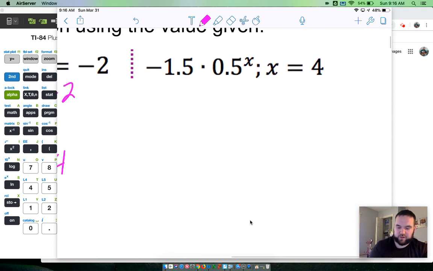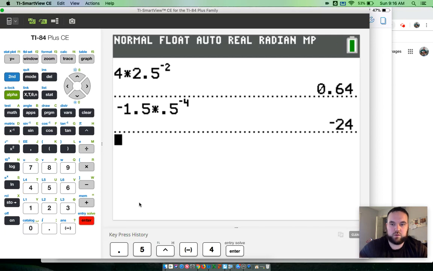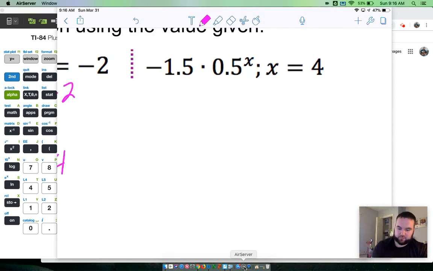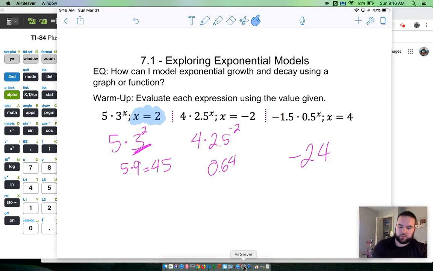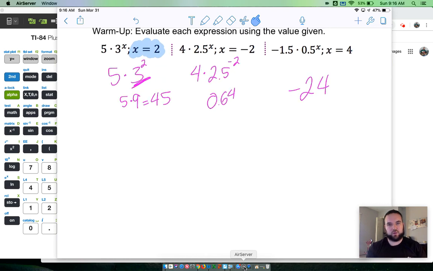And finally, we have negative 1.5 times 0.5 to the x, where x is negative 4. So negative 1.5 times 0.5 to the negative 4th power. And that gives me, actually not a decimal, it gives me negative 24. And we'll talk a little bit about why that negative power came out to be a whole number, negative 24. Okay, so again, anytime you see the word evaluate, that means you're given a number and you're asked to plug it into a calculator and simplify it.